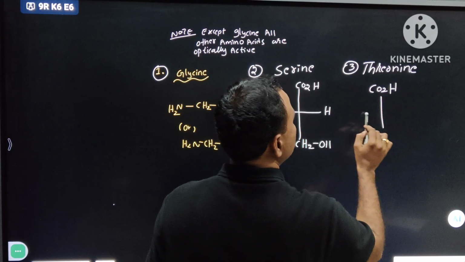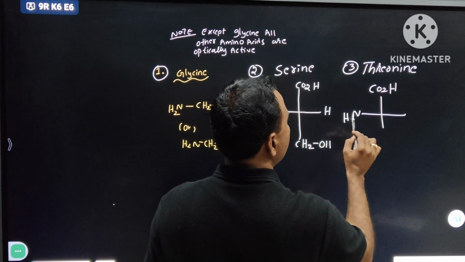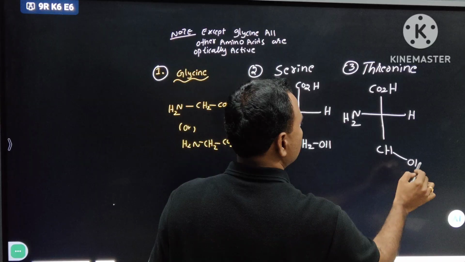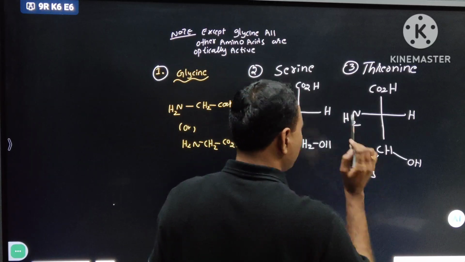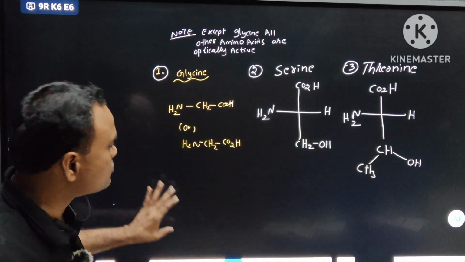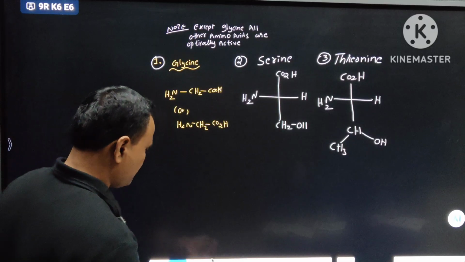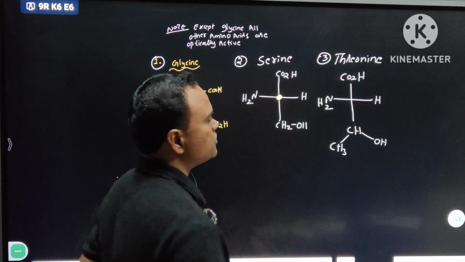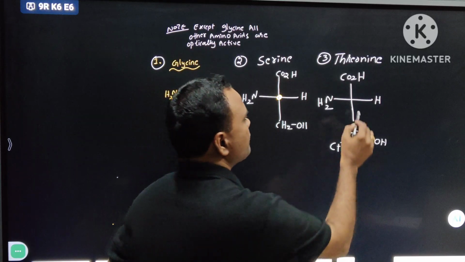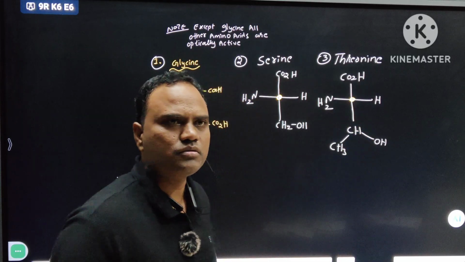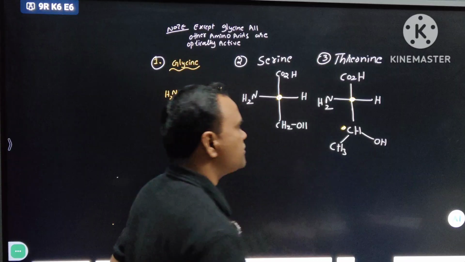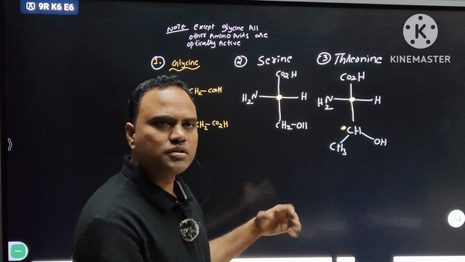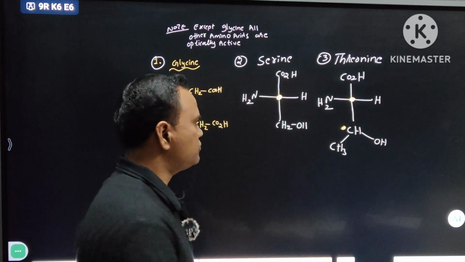CO2H means COOH. Right. Observe these two structures. This is a chiral center. This is also a chiral center. Here also a chiral center is present. Chiral center. Right. Let us write some important points related to these two.